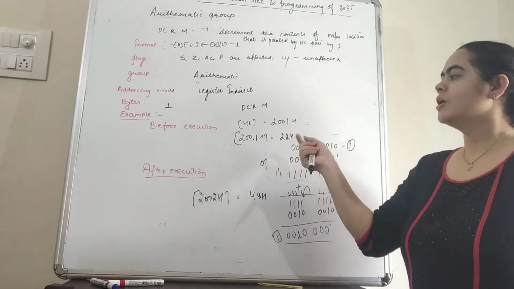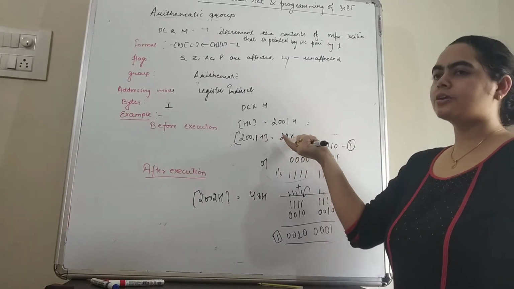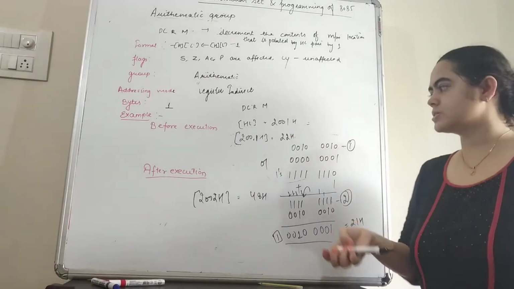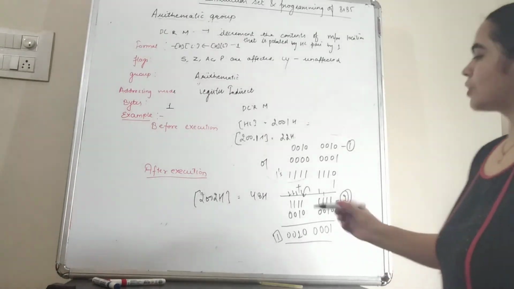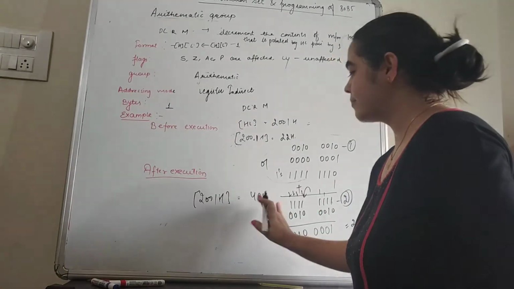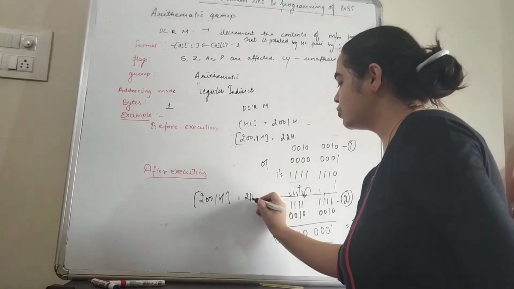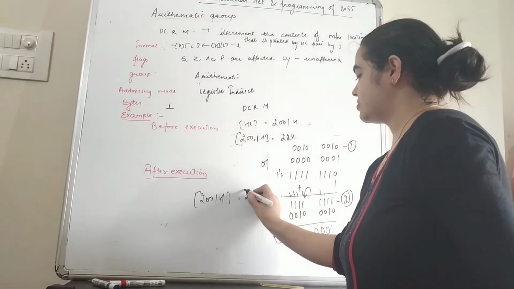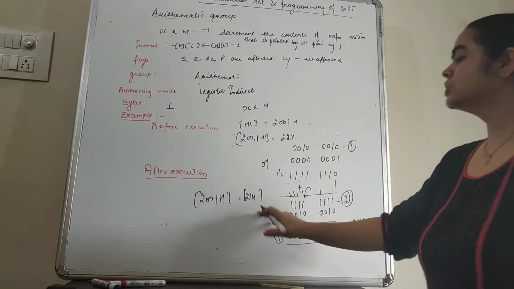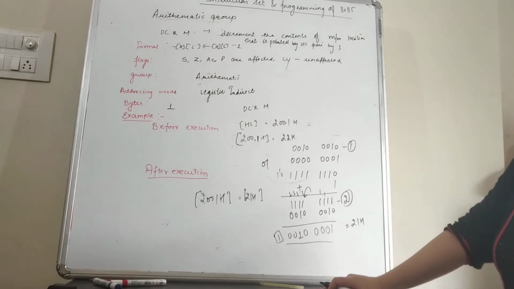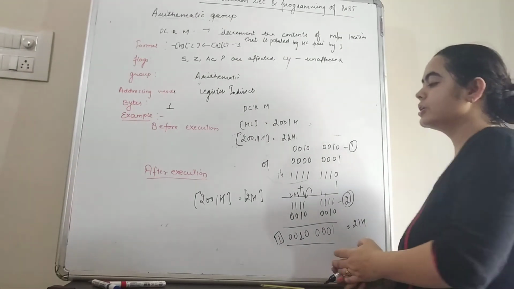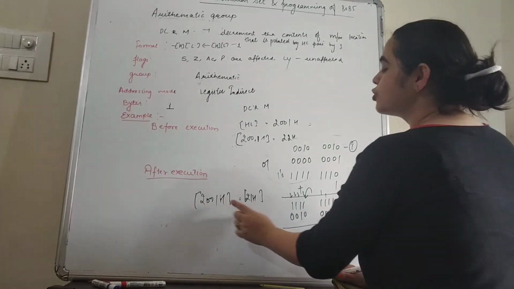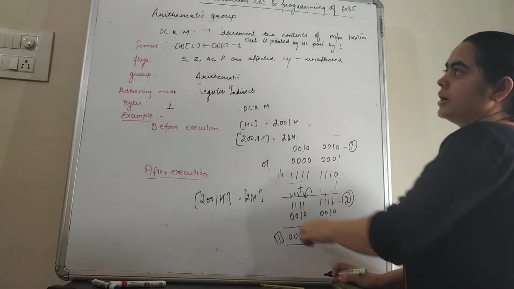So you can see when we subtract 1 from 22H, the result is 21H. So after execution, at this memory location we have the value 21H. Okay students, so this is the result after execution. The new value in 2001H is 21H.